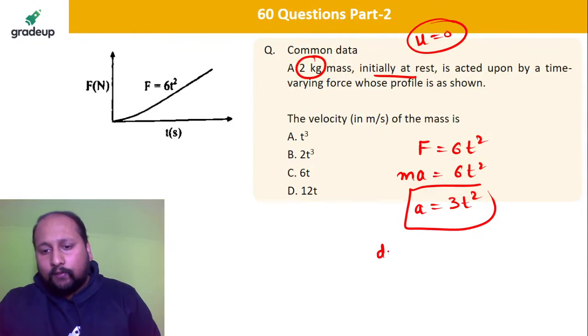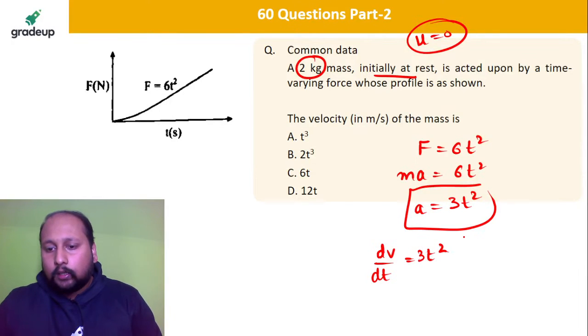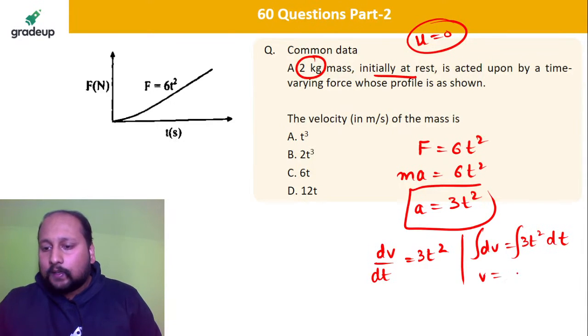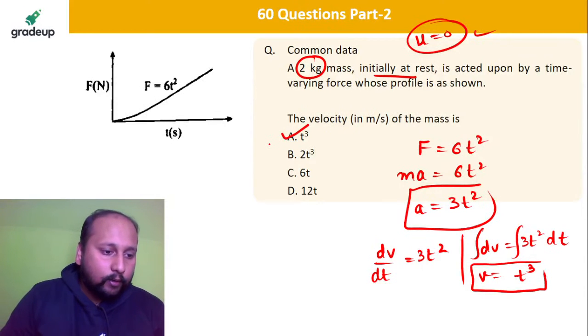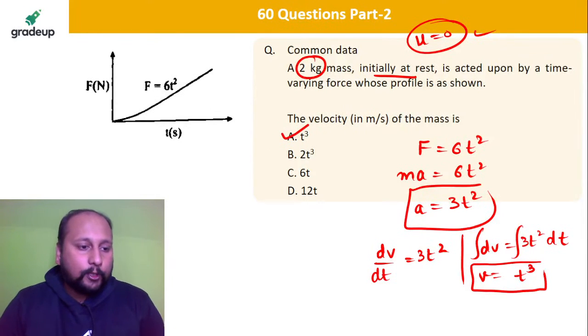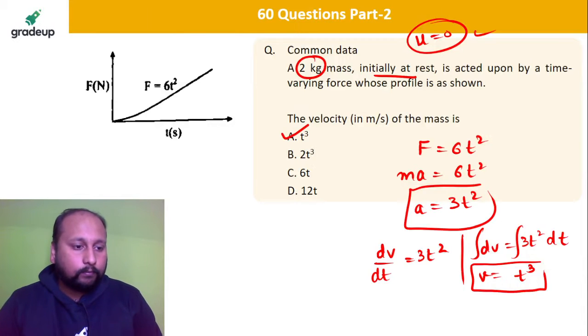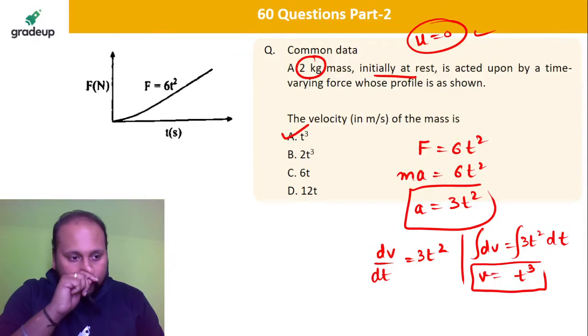So dv by dt is equal to 3t square. That means dv is equal to 3t square dt. Integrate both sides. V is equal to t cube. No need to take a constant because it is already stated that initial velocity is equal to 0. So option A is the correct answer. Very good. Option A is the correct answer. Okay. Very good, Rajan. Perfect.